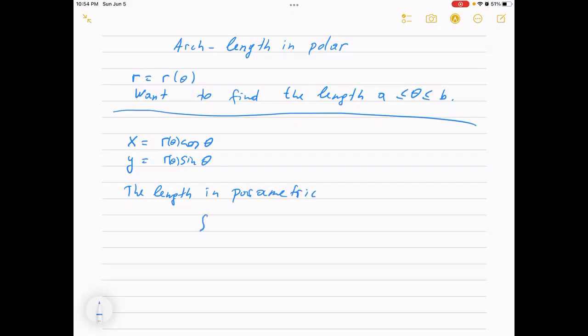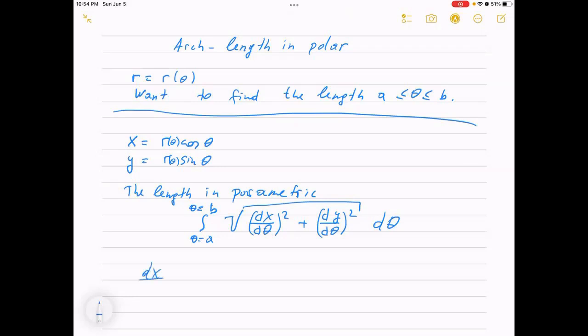In our case, it's going to be the integral from theta equals a to theta equals b of the square root of: the derivative of x with respect to the parameter theta, squared, plus the derivative of y with respect to theta, squared, all under the square root, d theta. And that's essentially our formula. We're going to simplify that expression a little bit for the polar case. So we need to simplify dx d theta squared plus dy d theta squared.